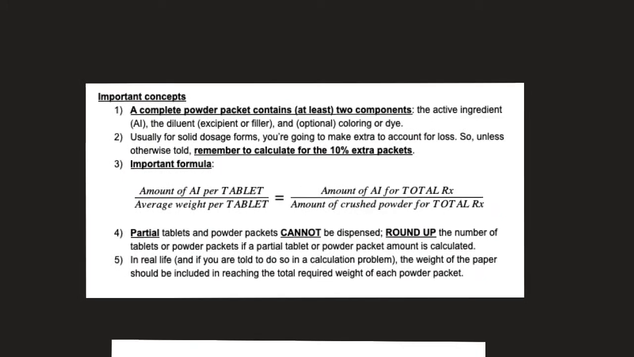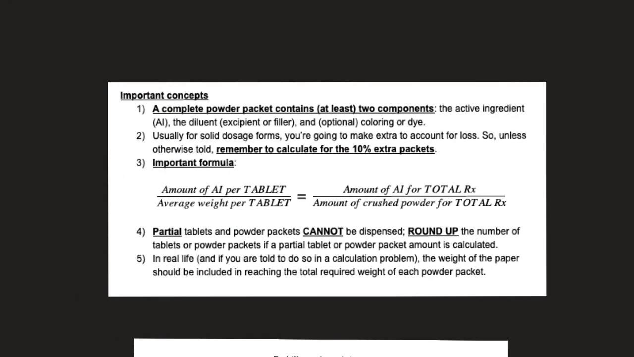So a few important concepts before I go into the two calculations I'm going to go over. Important concept number 1: a complete powder packet contains at least two components, the active ingredient, or the AI, and the diluent, also called the excipient or filler. Those are the two required components, and you have an optional component, the coloring or the dye.